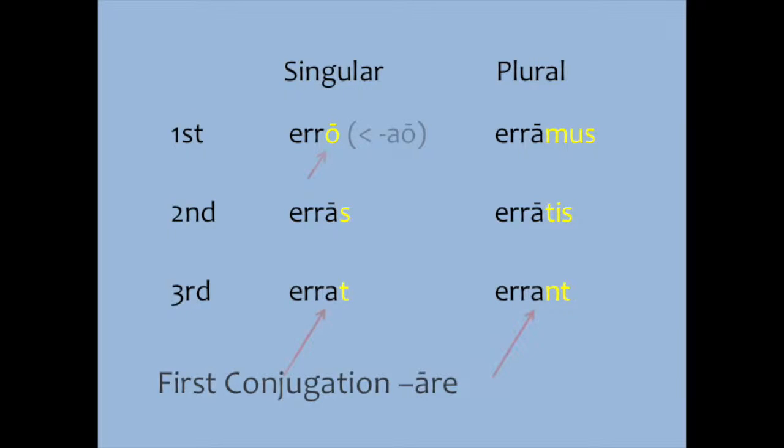Now let's take a closer look at some of the things that you have to remember about this. Remember, we expect to have an A in all of the forms. First conjugation verbs have a long A. But in the first person singular, the O sound has swallowed the A. So instead of erao, we have erro. The second thing to remember is that final T and final NT normally make long vowels short. So in the case of the third person singular and the third person plural, you have a final T, that is a T that ends the word, or a final NT, that is the NT ends the word, and before that the long A becomes short.